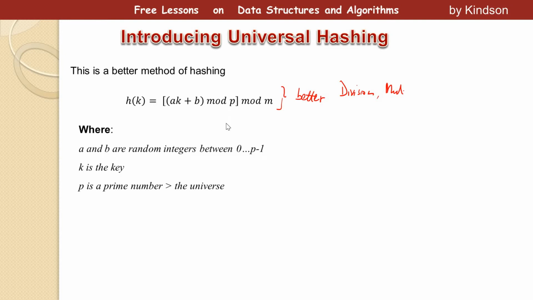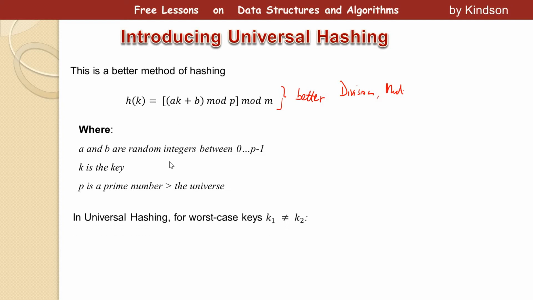In this case, we have a and b to be random integers between 0 and p minus 1. k is a key, and p is a prime number that is greater than the universe. So the universe represents the number of hash functions available to choose from. Alright, so let's continue for it to become clearer, but just take note of this formula.